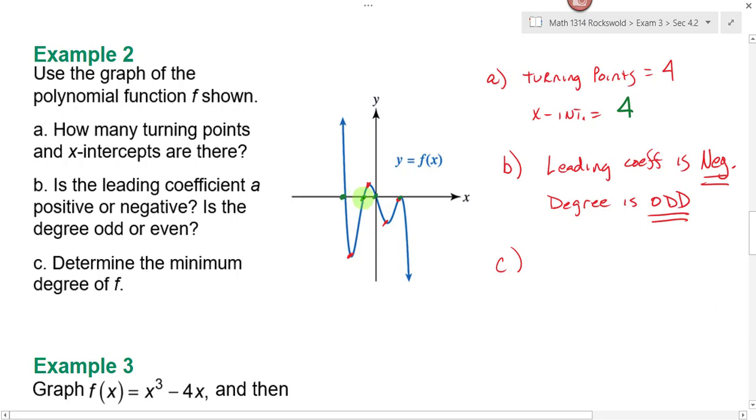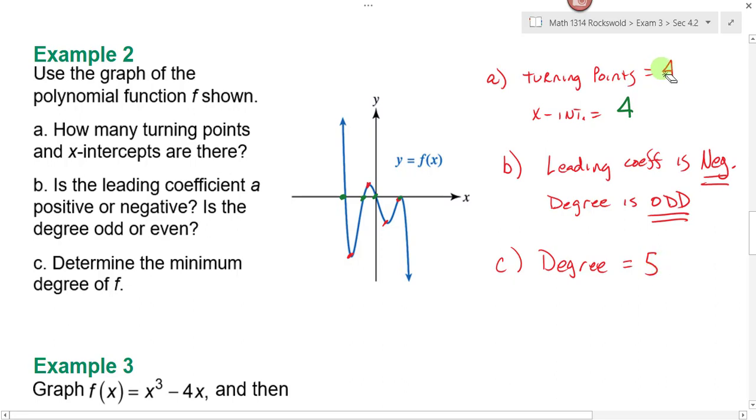Part C asks us to determine the minimum degree of f. So I have a total of 1, 2, 3, 4 x-intercepts, but when the graph just touches, that's called a double root, if it just touches the x-axis and doesn't go across. So there's actually 5. This would be a degree of 5. Because remember, you have to have 1 fewer turning point than your degree. So if I have 4 turning points, the minimum degree that I can have is 5.